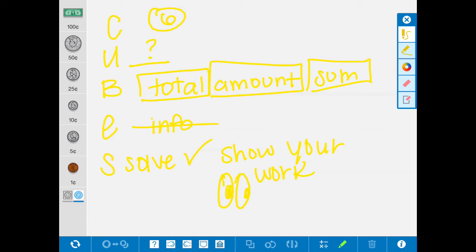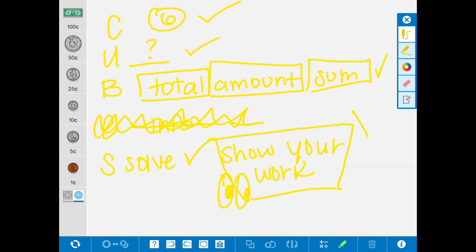Show your work. If I can't see how you're coming up with the total amount of coins, you're not going to get credit, all right? You need to show me how you're finding your answer. So these are 4 problems. You're going to have to read through them, circle the numbers, underline the question, box in keywords, eliminate info you don't need. E is not as an important step in 3rd grade because you're not really ever given extra information. Solve and show your work. All right? This one's very important.